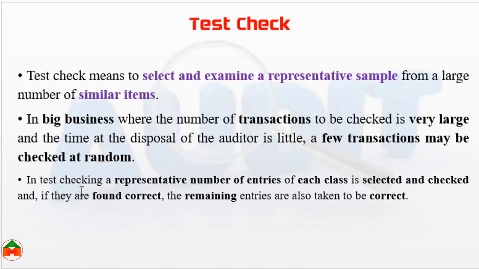That means in test check we select a representative number of entries or journals or records of each class. Then we check those selected transactions. If the selected transactions are found correct, the remaining entries or records are also taken to be correct.